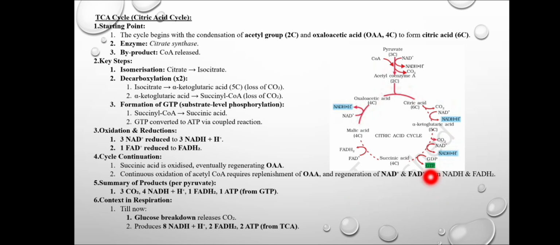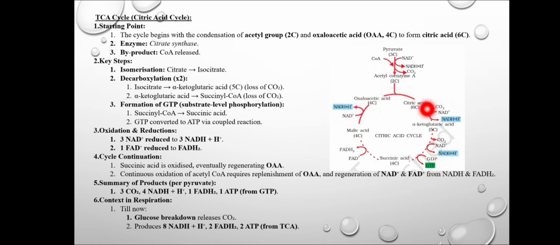So in simple terms, you can keep it in mind that here 1 ATP is produced. Succinic acid gets converted into malic acid, that is, succinate gets converted into malate, and then malate gets converted into oxaloacetic acid. So here, conversion of succinate into malate releases another FADH2, and conversion of malate into oxaloacetic acid releases NADH.